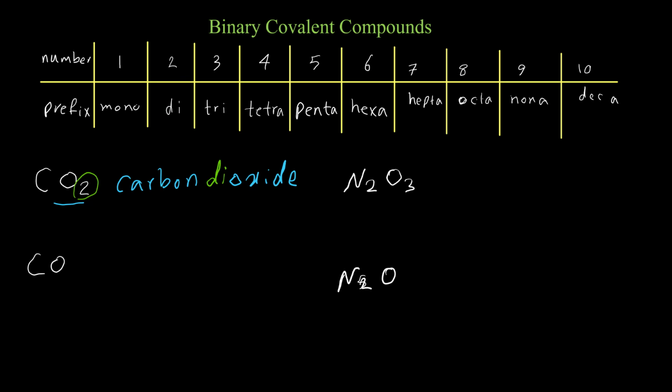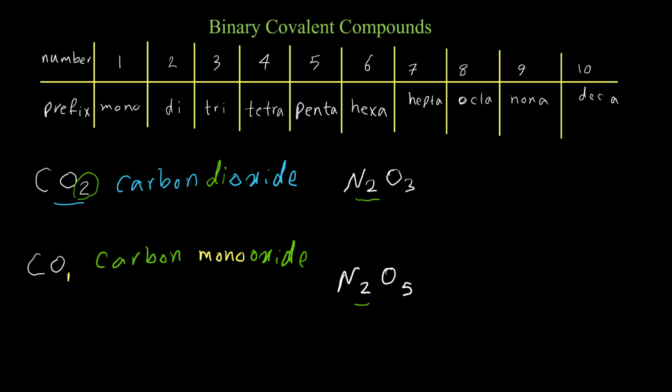For the second compound, again, the first element is carbon. So here is carbon. The second element also is oxygen, so oxide. But we have only 1 oxygen. So we need to use mono. Carbon monoxide.